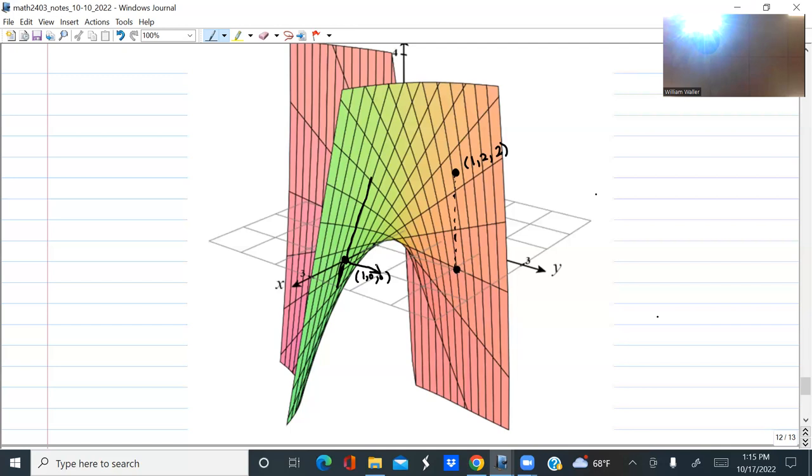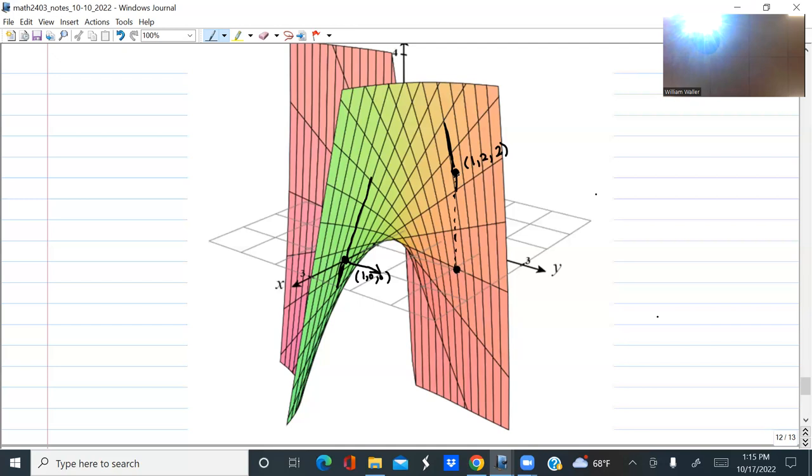But what direction? See, this point is on the surface. (1, 2, 2). From that point, what looks like the steepest ascent or descent? Is it along this grid line, maybe? Or maybe it's just straight up. I don't know. Okay, that's really hard to visualize, right? On that surface, what's the steepest direction from that point?